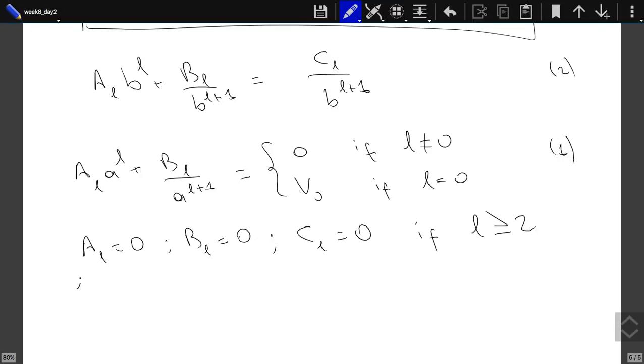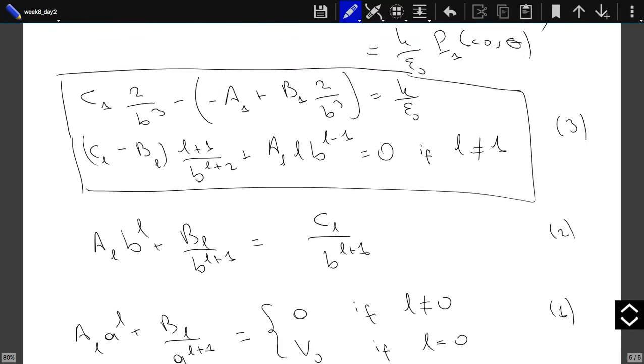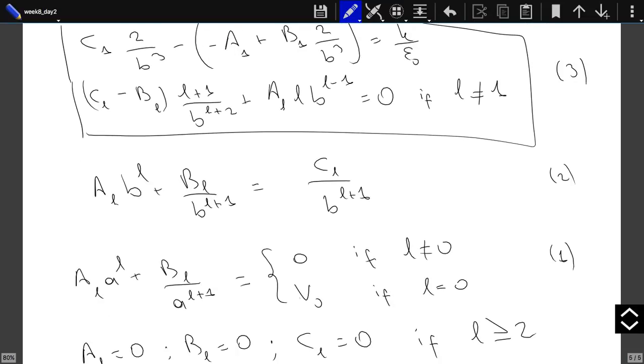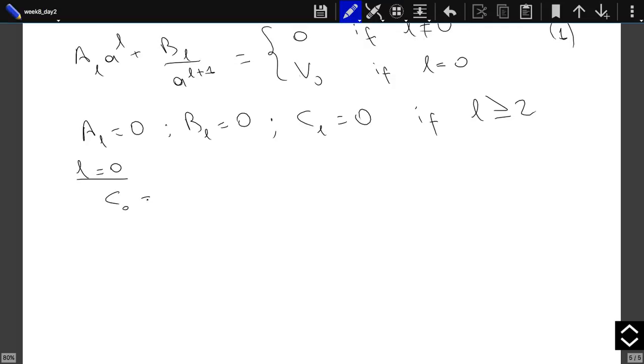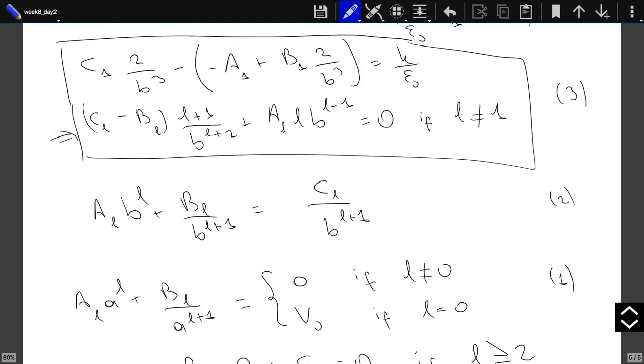So let's look at the L is equal to 0 case. Now, if L is equal to 0, from here, you see the right-hand side is already 0. The second term is already 0 because it is proportional to L. So the first term has to be 0. But for the first term to be 0, C0 has to be equal to B0. This is from equation 3.